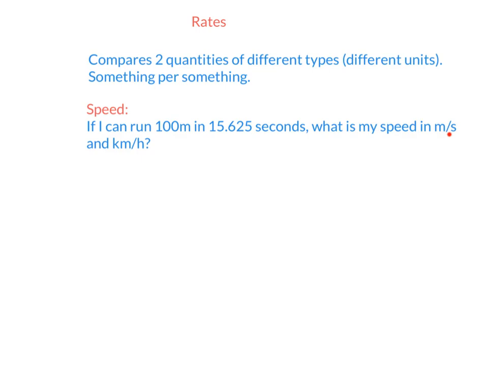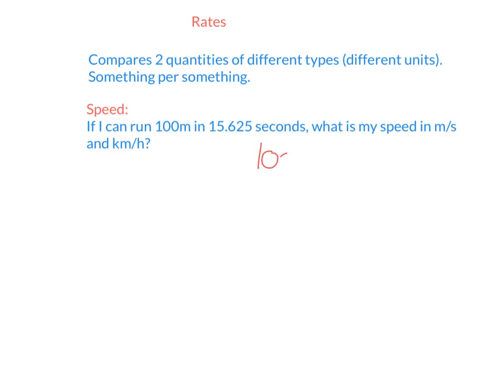This is a rate, meters per second, something per something, and this is a rate, kilometers per hour. They compare different quantities because this is a unit of length, this is a unit of time. They're comparing distance and time, two different quantities. So to find my speed in meters per second, that's really easy.